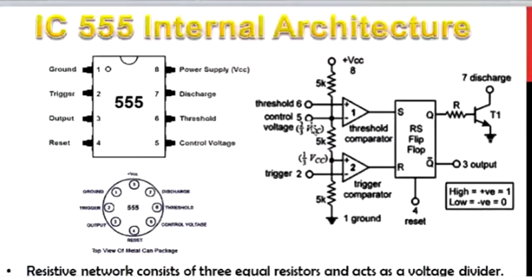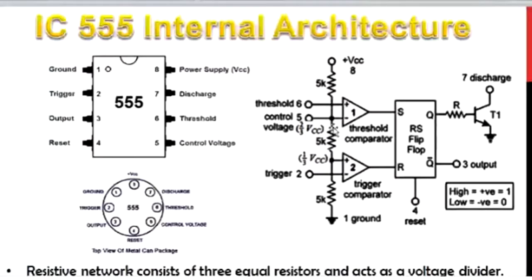Comparator 1 will go to the high state when the voltage is more than 2/3 VCC, right? Because the threshold is connected to the non-inverting terminal, and the inverting terminal is connected to this 2/3 VCC, which is a constant. For the trigger comparator, the non-inverting terminal is connected to 1/3 VCC, and the inverting terminal is the trigger input, where we can give the trigger. And this is another 5 kilo ohm which is grounded. So this is a divider using three 5 kilo ohm resistors.